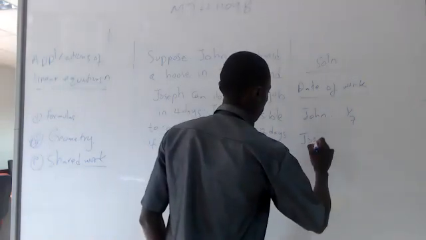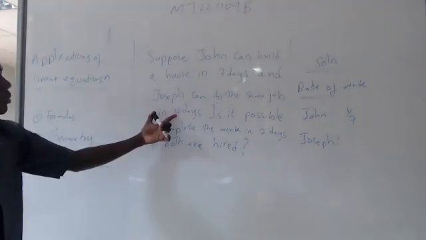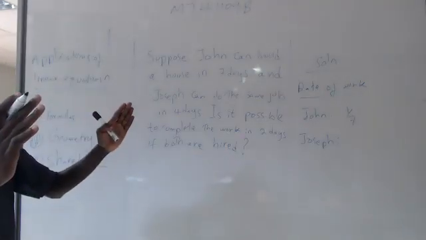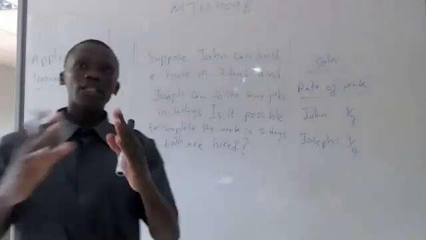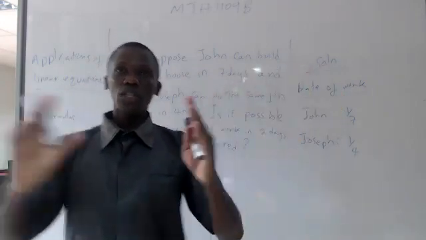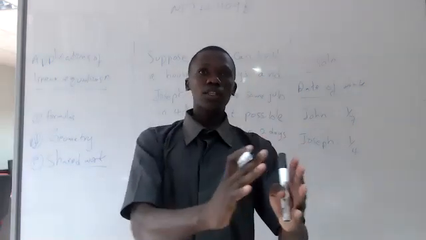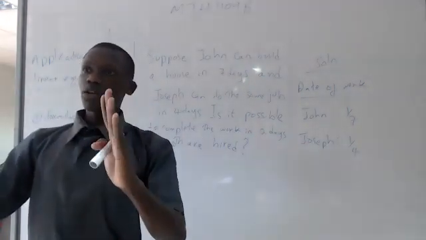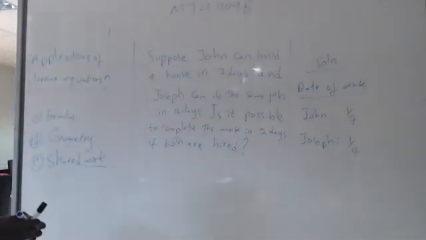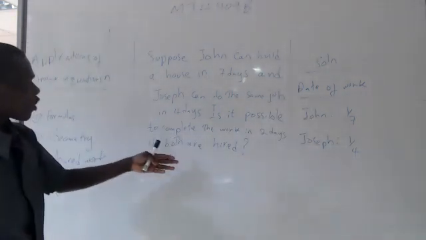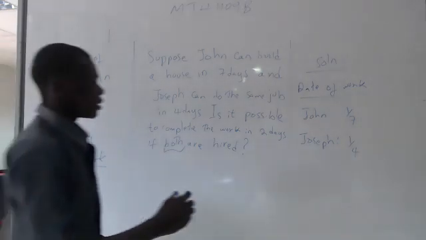So in 1 single day, he will be able to do 1/7. The rate of work for Joseph will be a quarter, because he can complete the same job in 4 days. I'm taking 1 as the whole amount of work to be done. So if the whole work can be done in 7 days, then in 1 day this guy does just 1/7, and the guy who does it in 4 days can only do a quarter in 1 day. But now we are combining their rates.